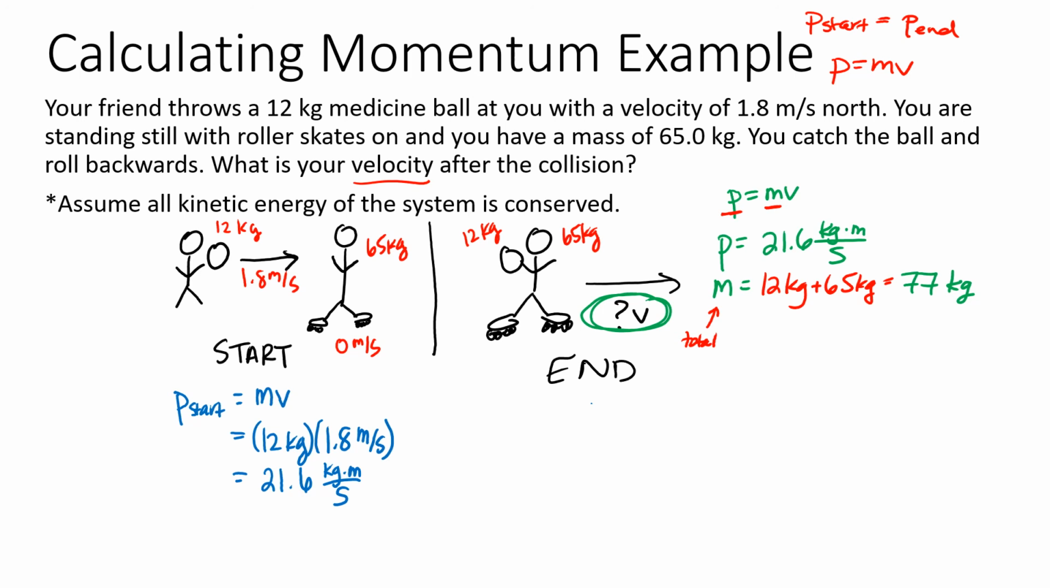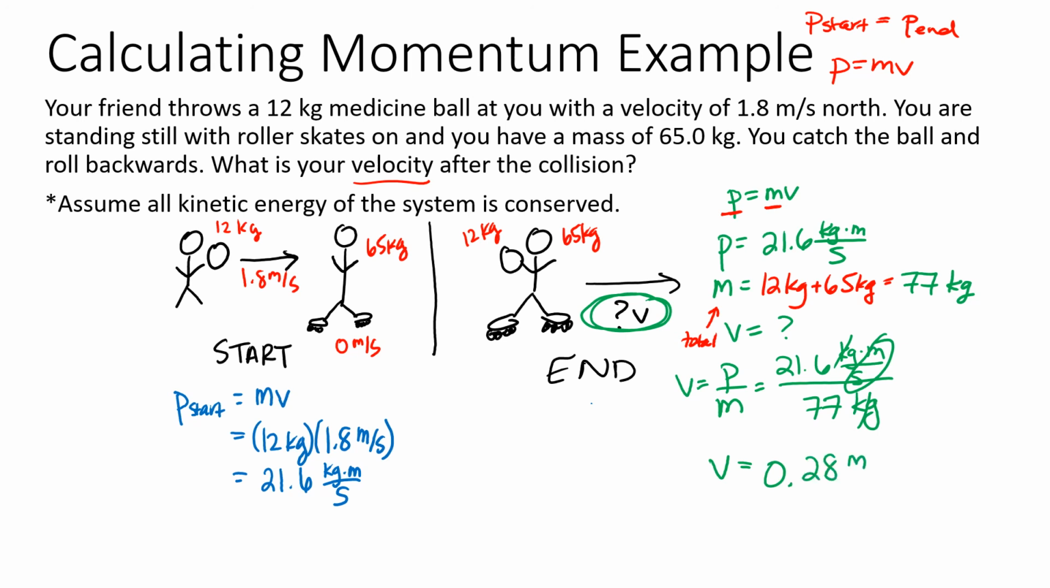And now we can finally solve for final velocity. If we rearrange this equation, velocity equals momentum divided by mass. Momentum is going to be 21.6 kilograms times meter per second divided by 77 kilograms. Kilograms cancels out, leaves us with meters per second. So here our ending velocity is going to be 0.28 meters per second.